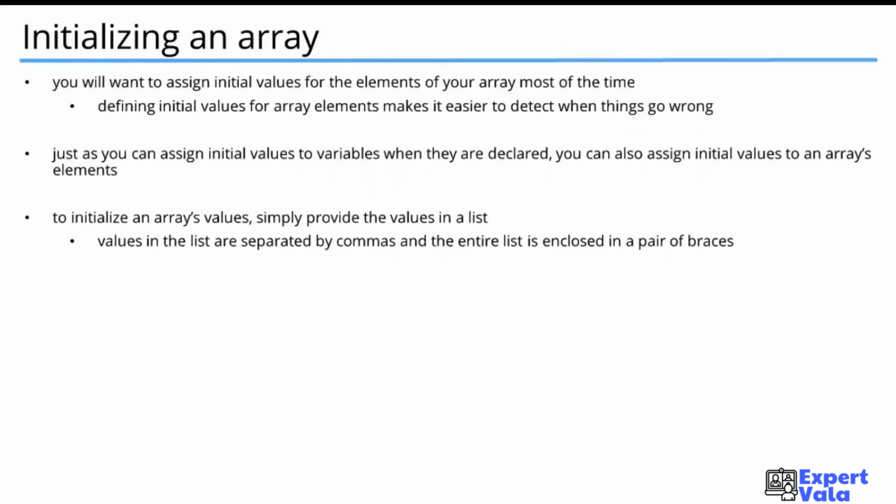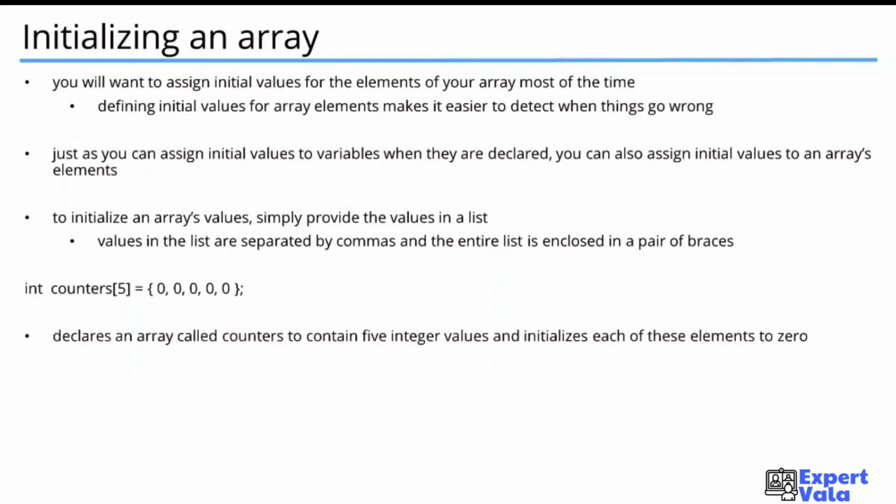To initialize an array's values, you simply provide the values in a list. The list is separated by commas and the entire list is enclosed inside a pair of curly braces. It looks something like this. Here we are creating an array named counters. It's of type int. It has 5 elements. And then what we are doing is we have the curly brackets and we are not using any indexes in here. You will notice that we just have numbers separated by commas. What this is doing is it's setting all 5 elements in the counters array to 0. Each of the elements is 0.